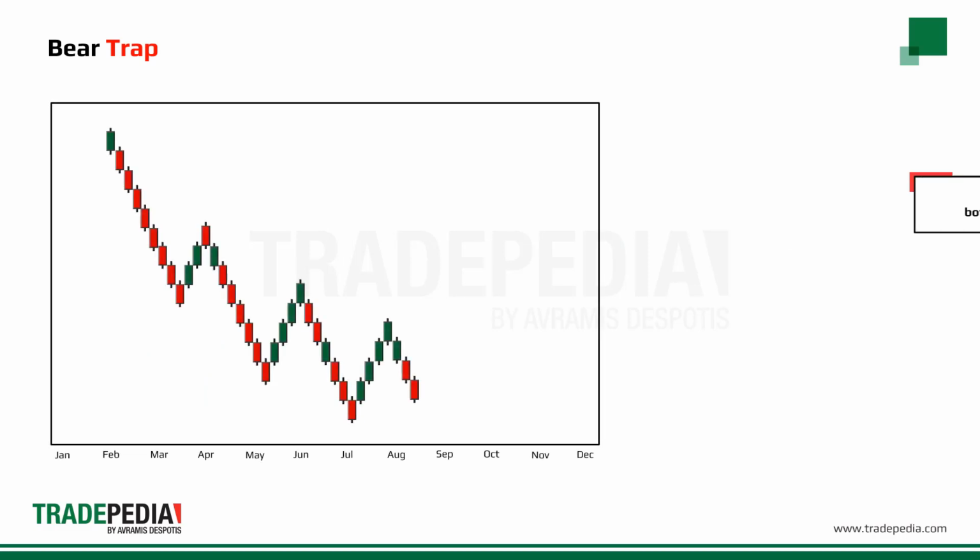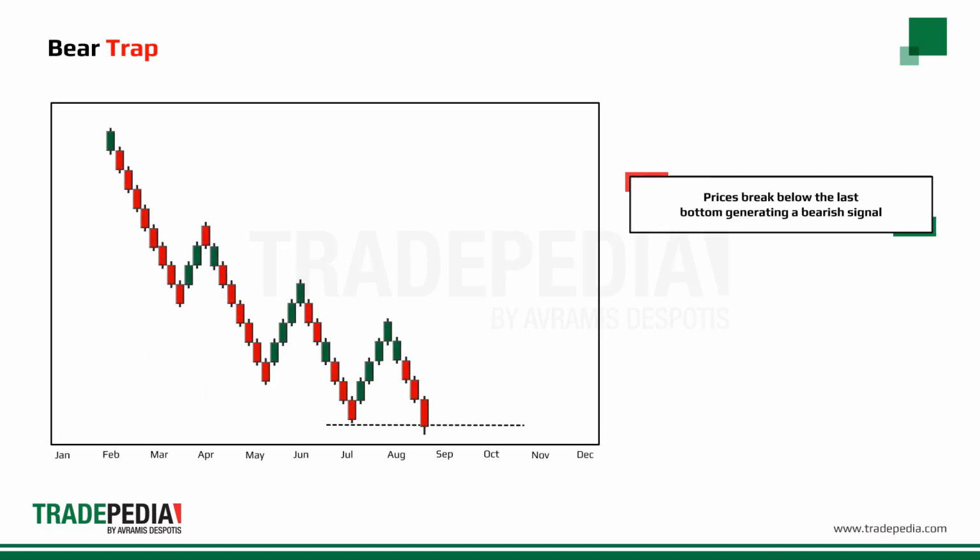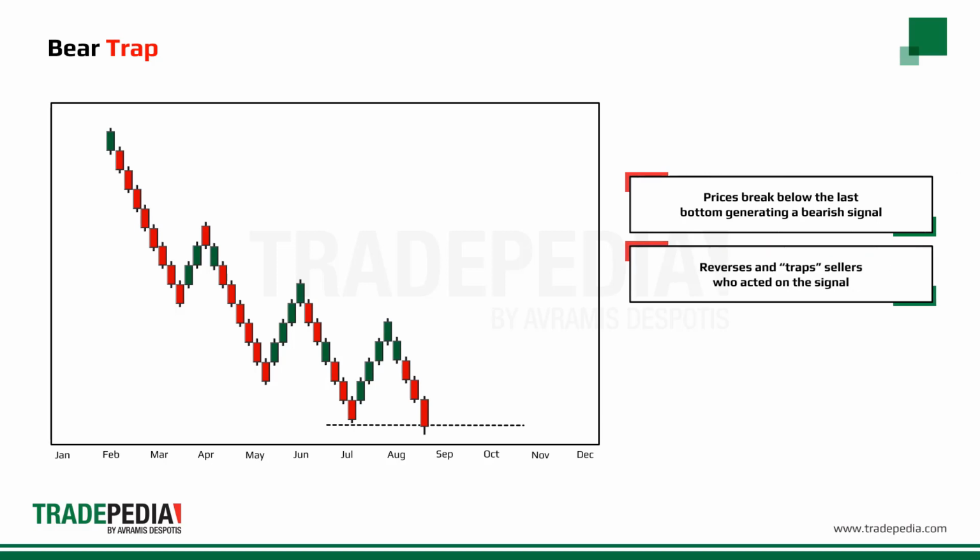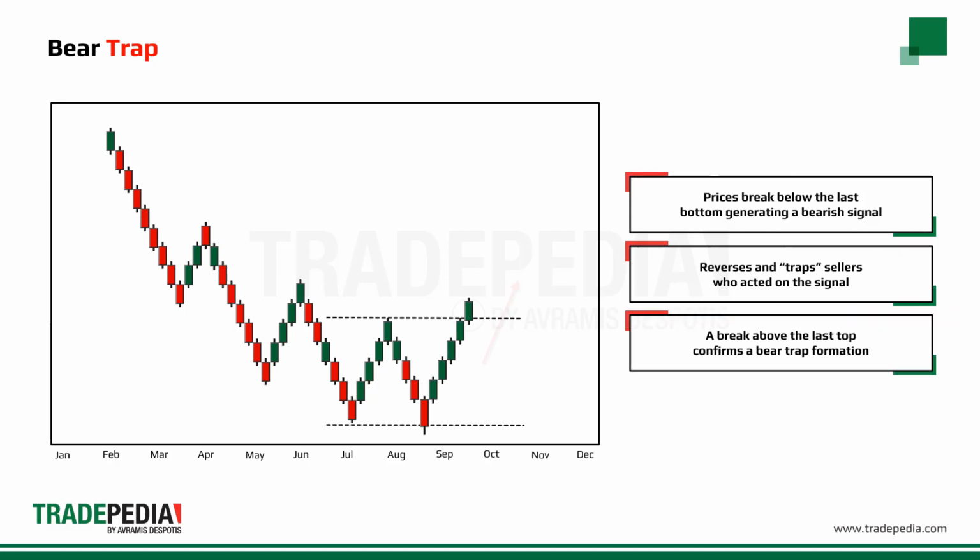A bear trap pattern is a pattern where prices break below the last bottom, generating a bearish signal, before reversing and trapping the sellers who acted on the signal. Failure to continue lower and then a break above the last top confirms a bear trap formation. Traders should use filters to avoid these traps. Another filter is a price filter with a percentage drop below the level. As before, the height of the pattern outlines the initial target.